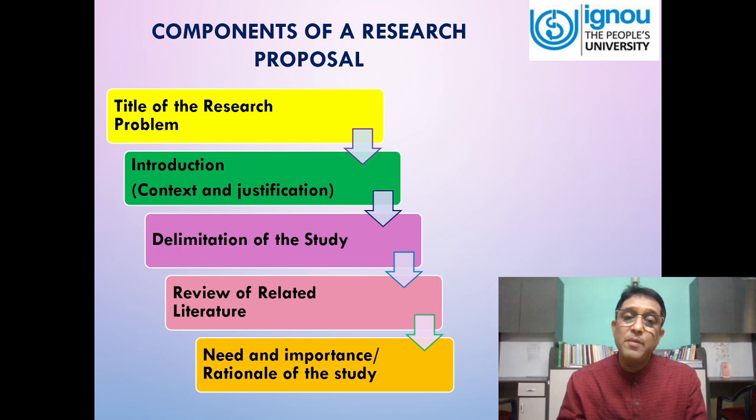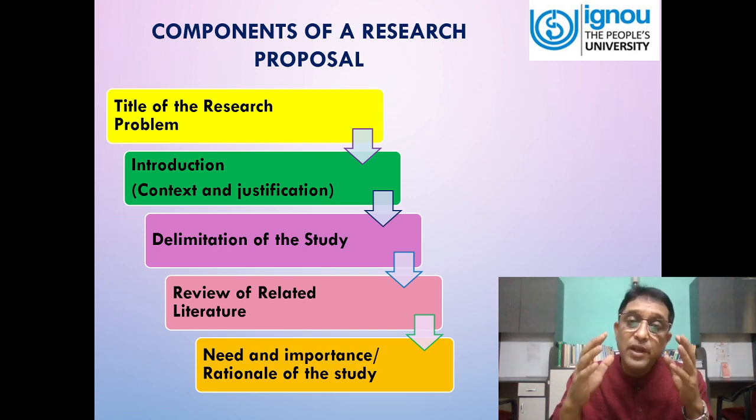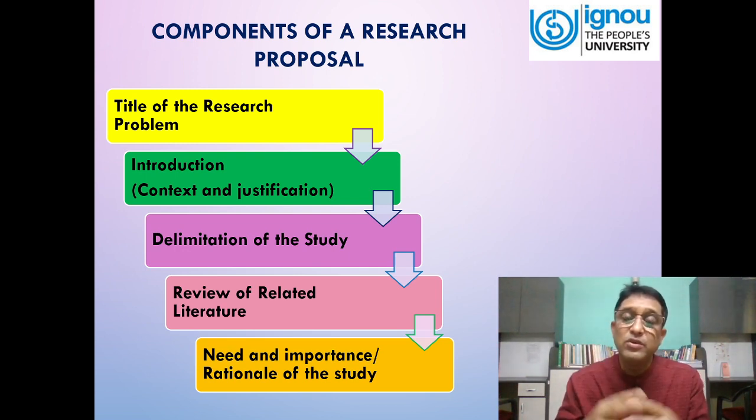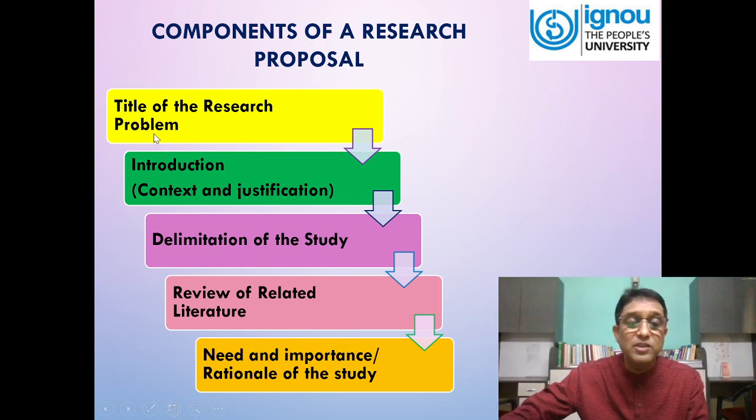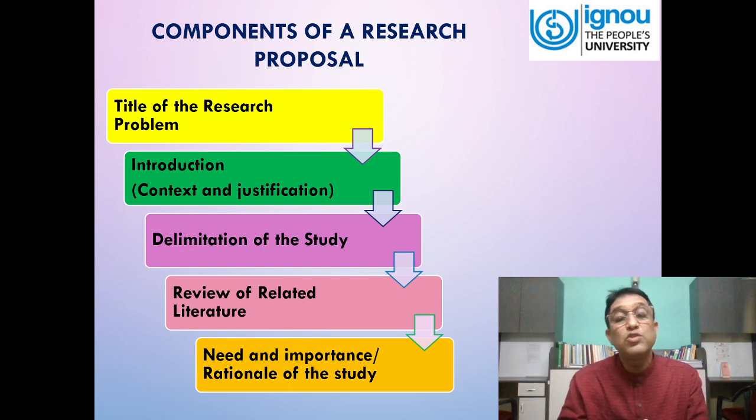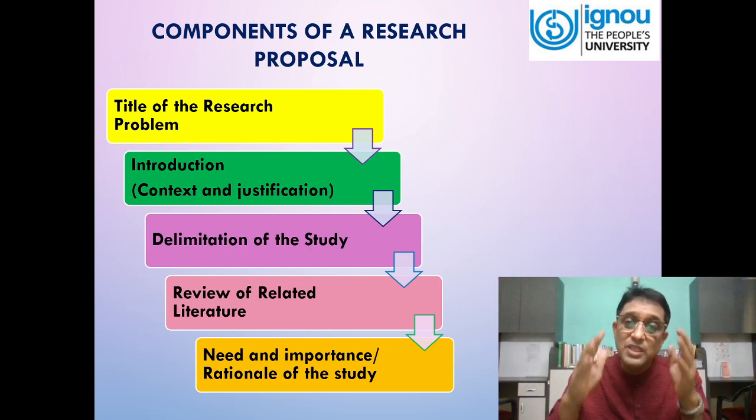In my earlier program, I discussed the components of a research proposal. When you prepare a research proposal, what are the different steps and what are the different components that you have to include in your research proposal? First of all, the first component or the first step is the title of the research problem. You have to select a research problem. So today we will discuss in detail about the research problem, how you will select it, what sources you are supposed to follow, and what different criteria there are for selecting the research problem. So this is the first step.